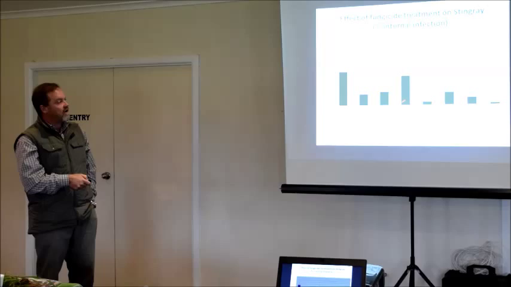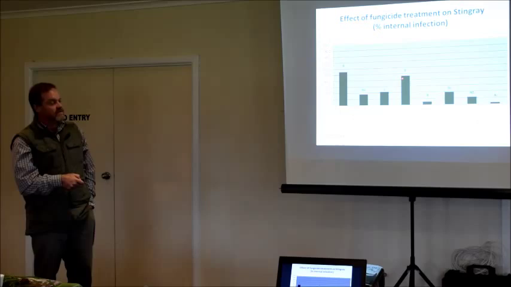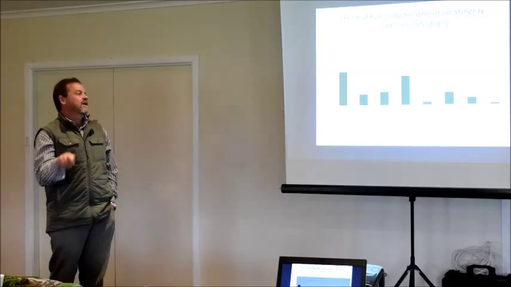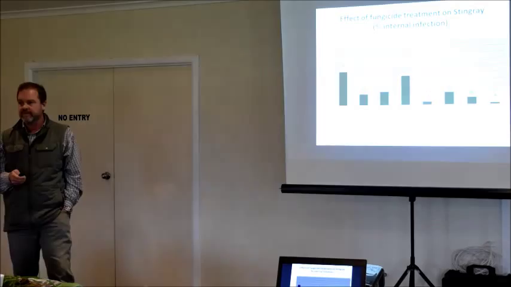Prosaro, applied here at the 5 leaf stage, I looked it up, had limited impact because you've already initiated the stem cankers. Combine the two and you're getting a better impact. So it's all about that early control. When you read the literature, it's all about Prosaro or Impact really getting you out of trouble, preventing that early infection if you've got a susceptible variety.